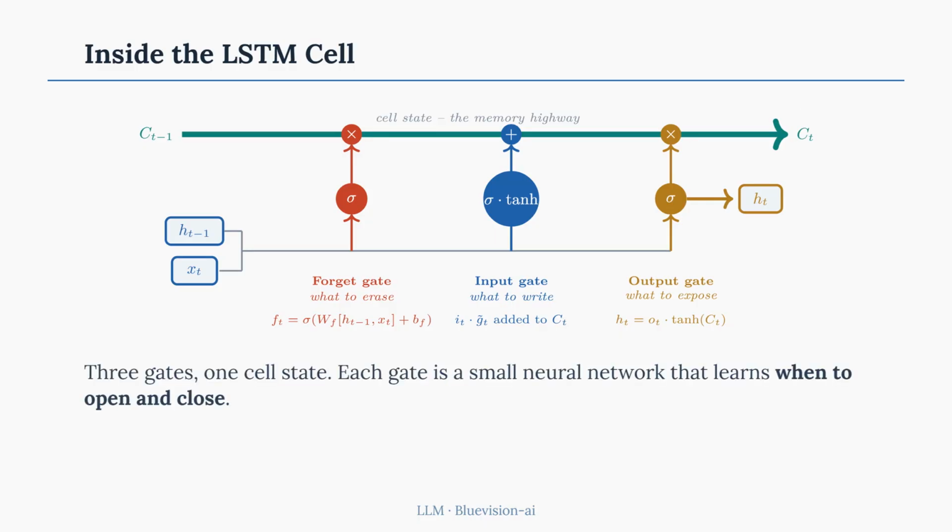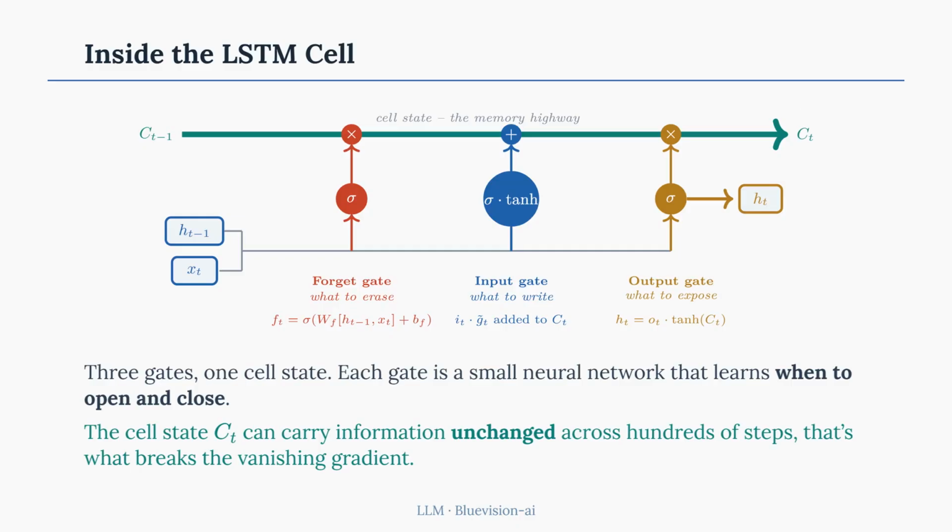3 gates, 1 cell state. The entire cell, 4 weight matrices, 3 gates, 2 outputs, HT and CT, is learned end-to-end. The network learns when to remember and when to forget. The cell state CT can carry information unchanged across hundreds of steps because it passes through additions, not multiplications. That's what breaks the vanishing gradient.